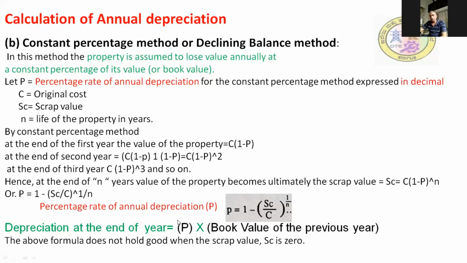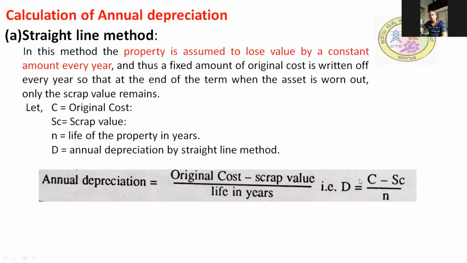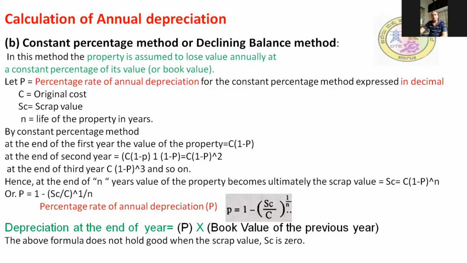We know how to calculate the percentage rate of annual depreciation. The percentage rate of annual depreciation is constant throughout the lifetime of the project or any equipment of the project. But in the straight line method, the depreciation is constant for the lifetime. Depreciation will not vary, it will be constant. But in the constant percentage method, the depreciation varies for the project or the construction, but the percentage rate of annual depreciation will be constant.